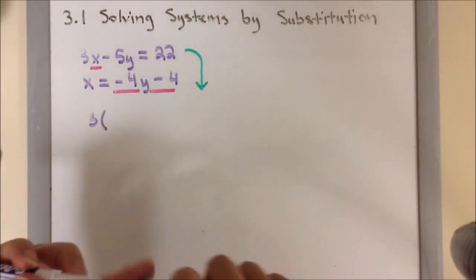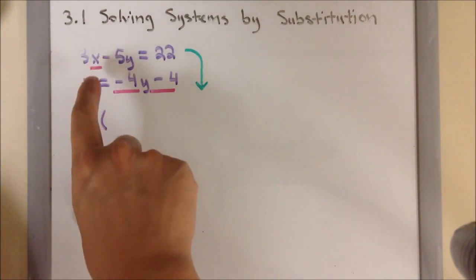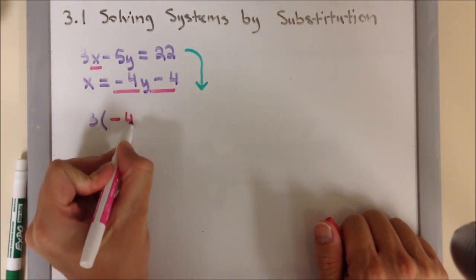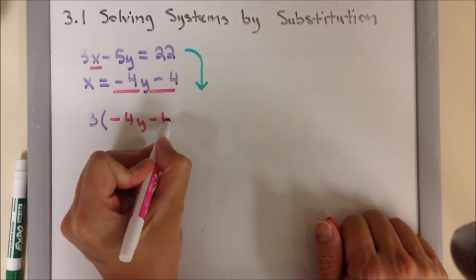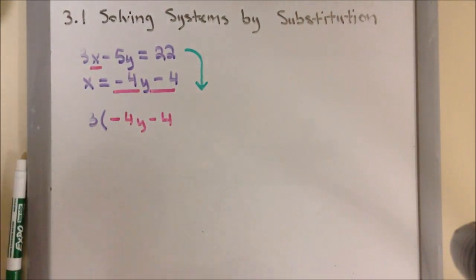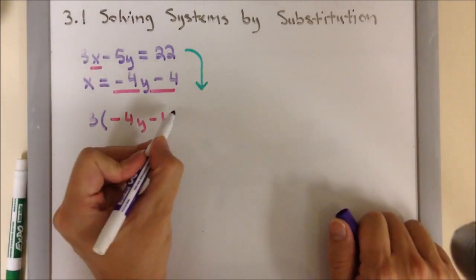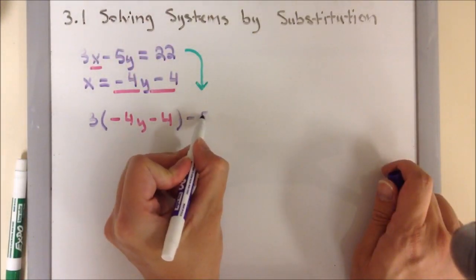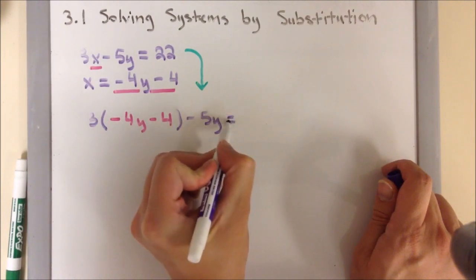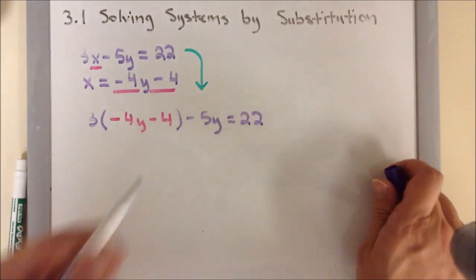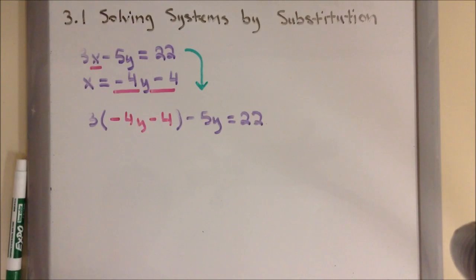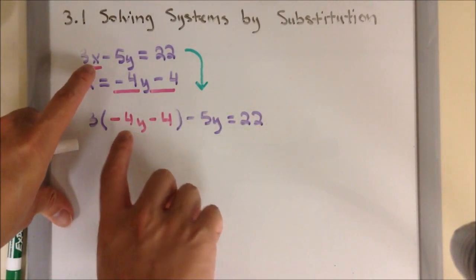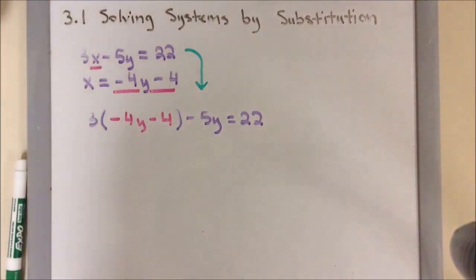Three parentheses. Now instead of x, I'm going to write negative 4y minus 4, close parenthesis, minus 5y equals 22. Alright, so again, everything is the same except for my x, which is switched out with negative 4y minus 4.